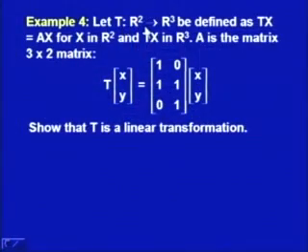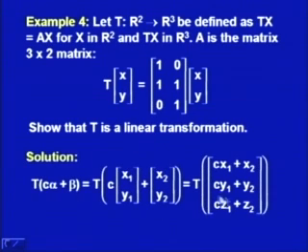This is another example. Here we define the linear transformation T from R2 to R3, and it is defined as Tx is equal to Ax for x in R2 and Tx in R3, where A is the matrix of 3 by 2 order. So, let us define this transformation T as x and y. Any vector in R2 will map to this vector in R3. Now, we show that T is a linear transformation.